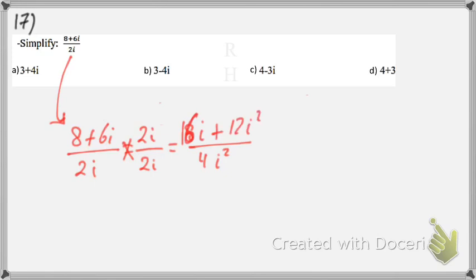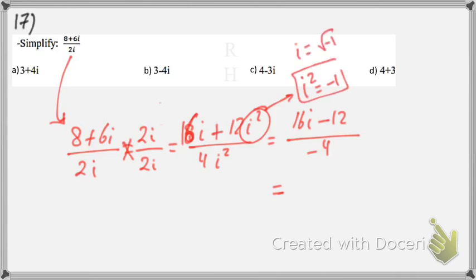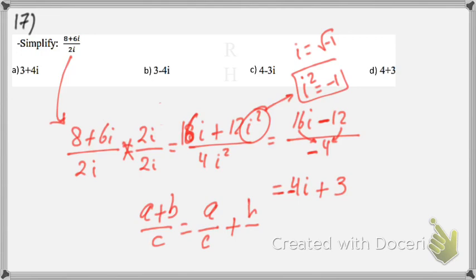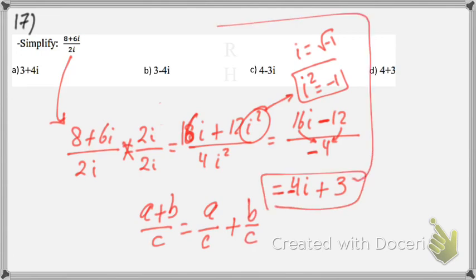Notice that i squared is equal to negative 1. So I'm going to replace i squared with negative 1. So the answer is going to be 16i minus 12 divided by negative 4, after replacing, because i squared is equal to negative 1, as i is equal to root of negative 1. By dividing 16 by negative 4, it's negative 4i. And by dividing negative by negative, it gives me positive. 12 divided by 4 is 3. Notice that if you have a plus b over c, the answer is a over c plus b over c. So the answer here is B.